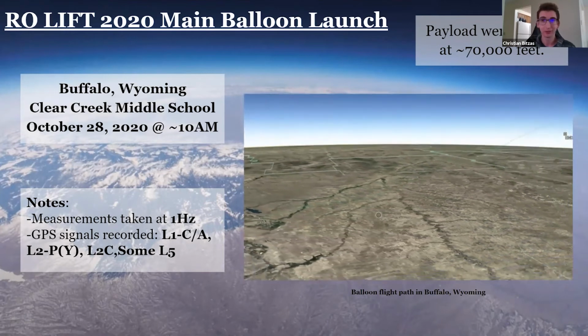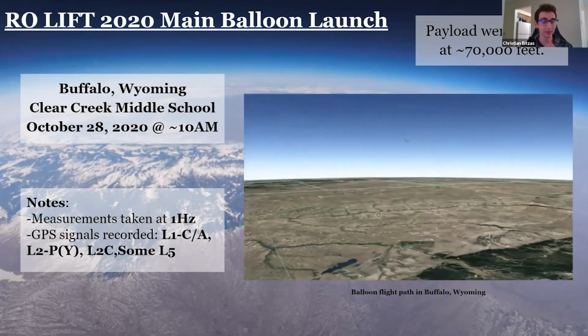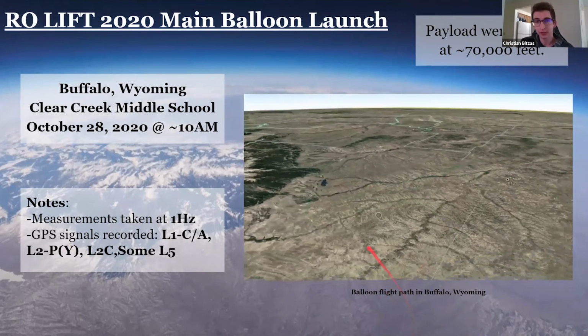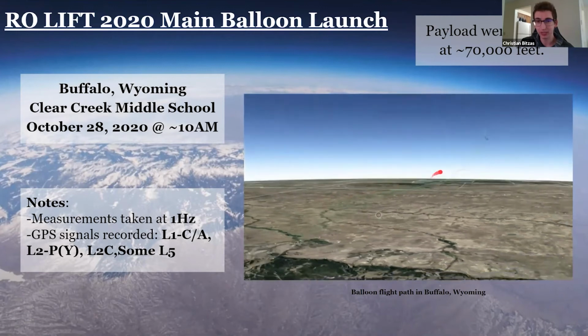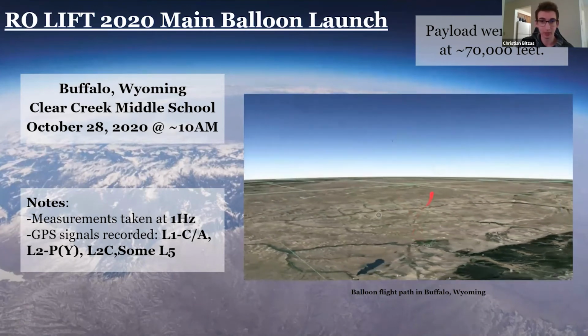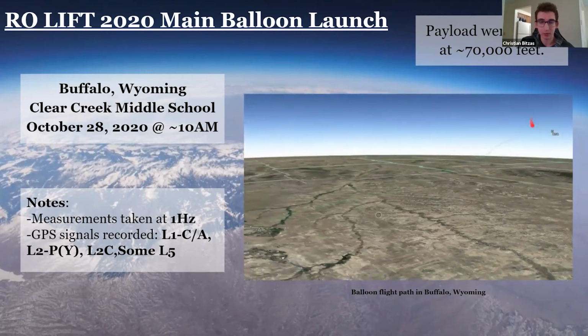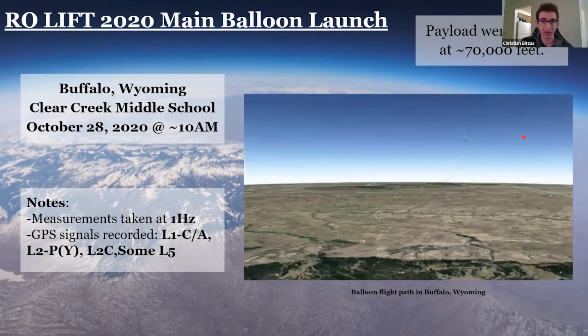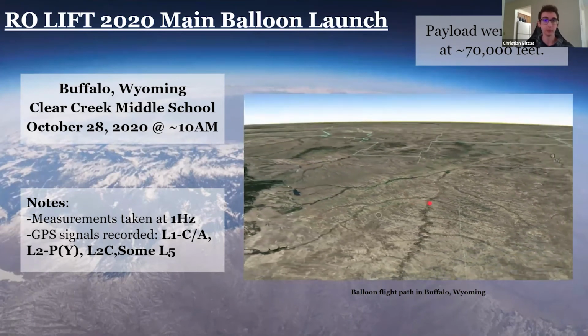But for the main launch, unfortunately, the payload went offline at about 70,000 feet, but we were able to get some good data. If you look at this image on the right, you can see this little green trail. That is the flight path of our balloon. And you can see where it went offline. It kind of spiked down. That's probably because of battery readings due to low power. So that's what the trail looked like for the balloon.